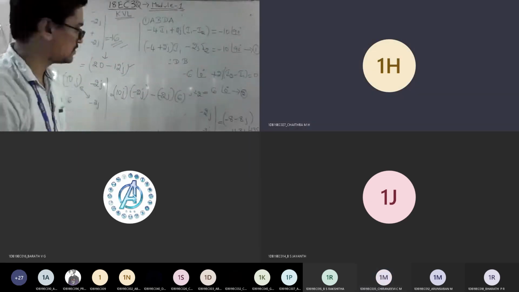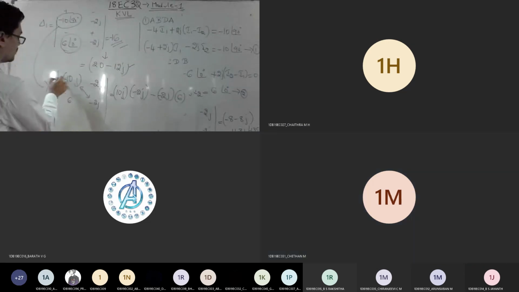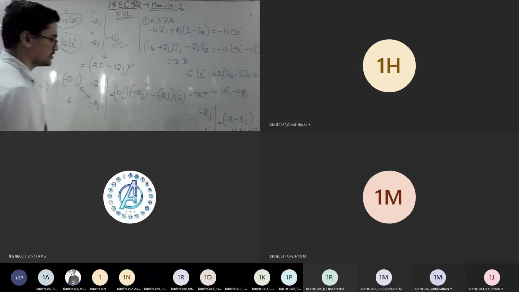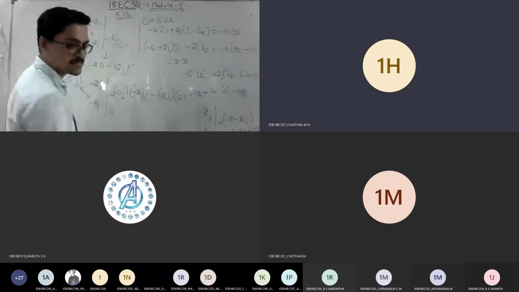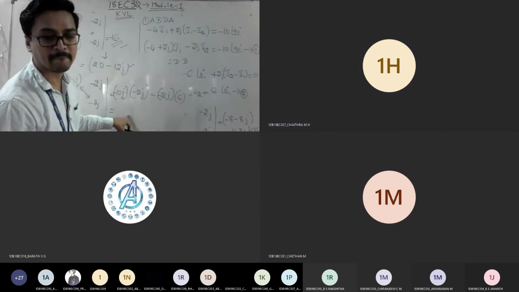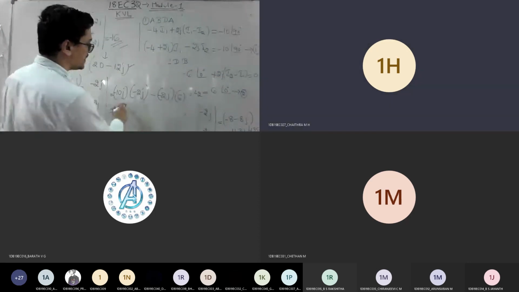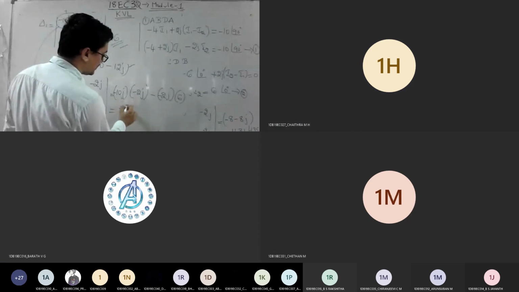Sir, that is minus 10J. This is also minus, huh? Okay, fine. So minus minus becomes plus and it is 20J square. J square means minus 1, correct? Yes, sir. So can I write it as minus 20?